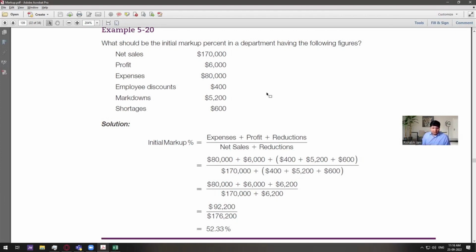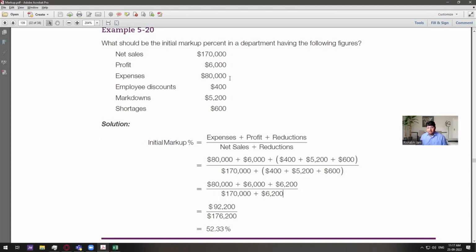So expenses 80,000, profit 6,000, add those two up, then you add up the reductions with each other, which in this case is 600 for shortages, 5,200 for markdowns, and employee discounts at 400. So you add those up, and then you add the whole thing, which is 92,200. Right, 80,000 plus 6,000 plus 6,200, that's 92,200. And then you take the next part of the formula, which is net sales plus your reductions. So 6,200, which is our reductions, plus our net sales, which is 170,000.